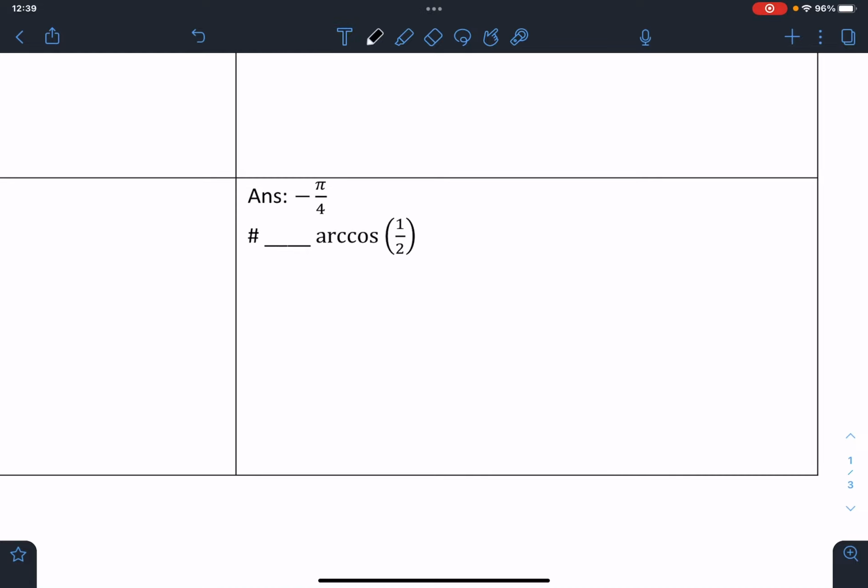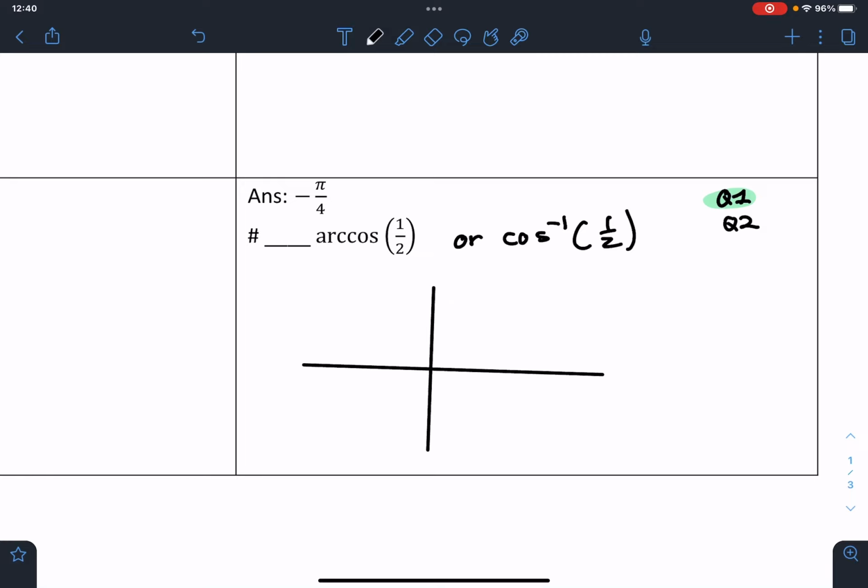Now we're doing arc cosine of a half. Once again, arc cosine is another way of saying cosine inverse of a half. Both of these are equivalent. From your notes, we need to know that cosine inverse is restricted to quadrant 1 and quadrant 2. Since we have a positive value of a half, we know we're going to be in quadrant 1. So now you have to ask yourself, if I'm in quadrant 1, which angle has an x value of a half? Was it 30 or 60?